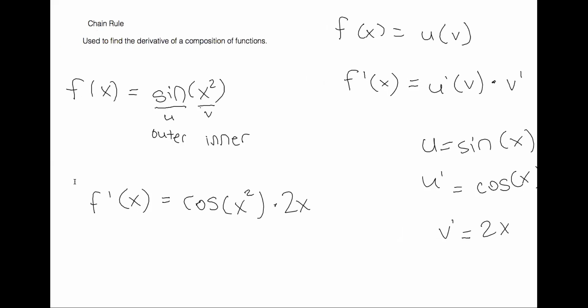So let's go back. I'm going to go to page 134 in the book. They have some pretty good examples of using the chain rule. So let's say we have natural log of 3x squared. And we want to find the derivative.